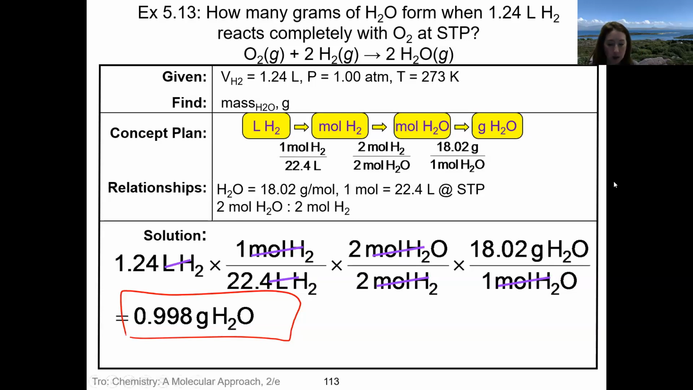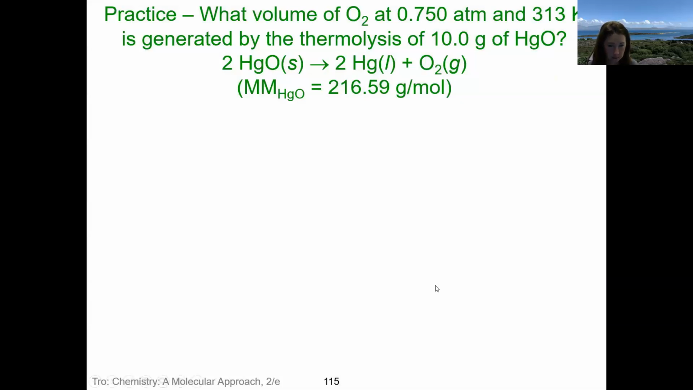Okay, so let's try another one. I'm going to give you a couple minutes. Set this one up. See what you get. Try this one. Very similar questions to what we did. Again, they're always a mix of stoichiometry, ideal gas law, or 22.4, but these are not at STP. So 22.4 is not an option. So try this one. I'm going to give you a couple minutes.